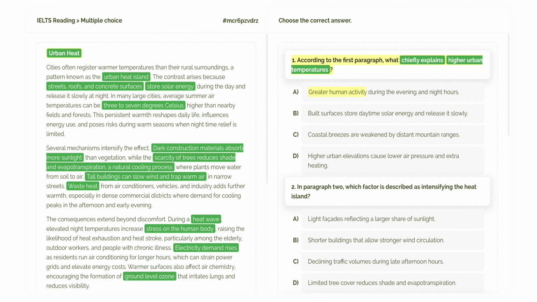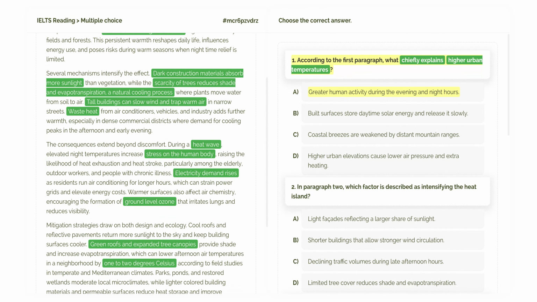Greater human activity during the evening and night hours. Let's check the first paragraph. It talks about temperatures being warmer and how surfaces release heat at night, but it doesn't mention human activity as the main cause in this paragraph. That's discussed later in paragraph 2 with things like vehicles and industry. So, this option is not the chief explanation given in the first paragraph. This option is incorrect.